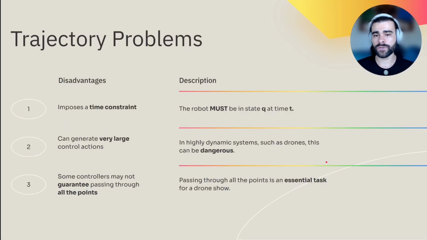Now we're going to talk about trajectory problems, and that's because they impose a time constraint, which means the drones must be at state q at time t. And that, especially in highly dynamic systems, can be a problem and can be dangerous because this can generate a very large control action if there is a delay, for example. And also, we're not guaranteed to go through each point if we have a delay, for example. The drone will simply try to go as fast as it can to the desired position. Since we're talking about a drone show, going through every single point is actually an essential part of the task.